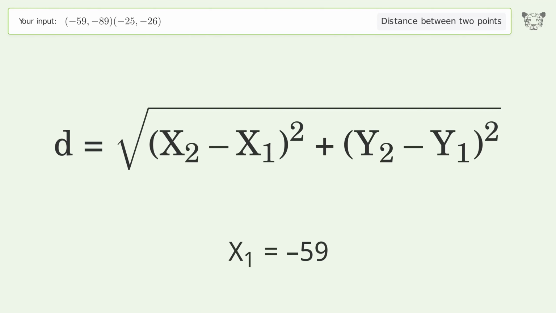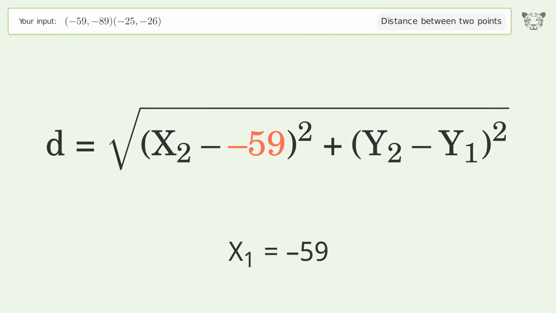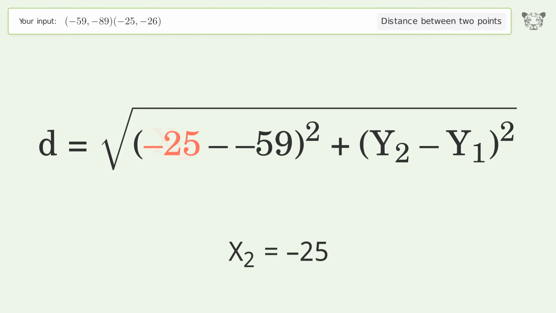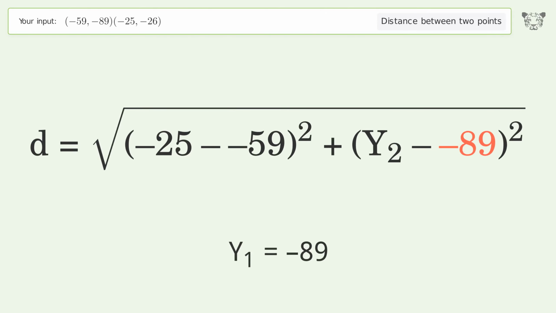x1 equals negative 59. x2 equals negative 25. y1 equals negative 89. y2 equals negative 26.